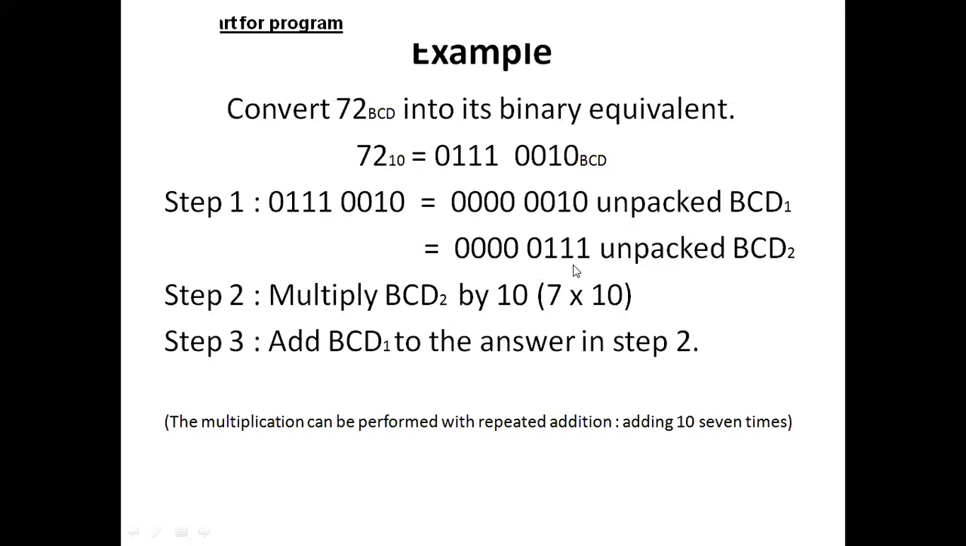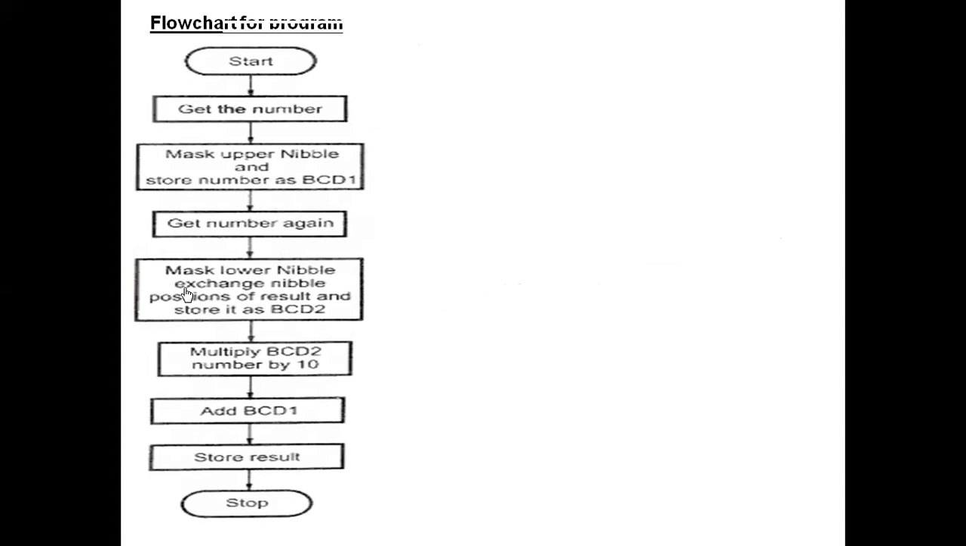So the same process is being done in the flowchart also. First of all, we mask the upper nibble, get the number again, mask the lower nibble, and then exchange the position. After doing that, whatever we are getting as BCD2, we multiply this number by 10, and then we add BCD1 and store the result.